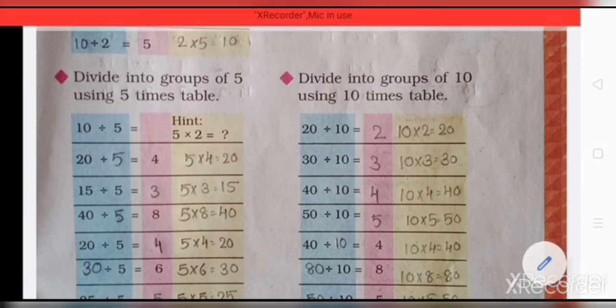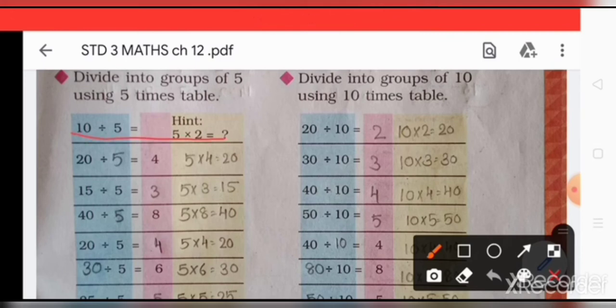Here 20 divided by 5 is equal to 4. 5 4s are 20. 15 divided by 5 is equal to 3. That means 5 3s are 15. 40 divided by 5 is equal to 8. That means 5 8s are 40. 20 divided by 5 is equal to 4. That means 5 4s are 20. 30 divided by 5 is equal to 6. That means 5 6s are 30.